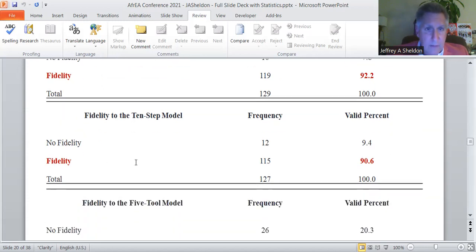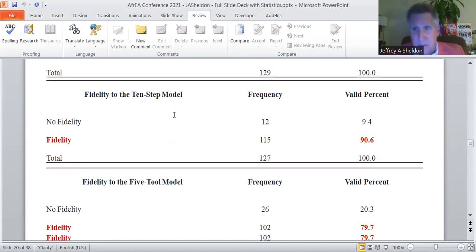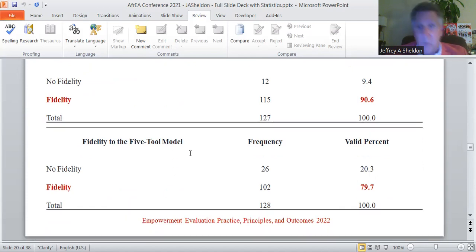So people implementing the 5-tool model, 90.6%. And then it's interesting because the fidelity to the 5-tool model, which is the newest, was only 79.7%, but still a majority of people adhering with fidelity to those models. Okay.